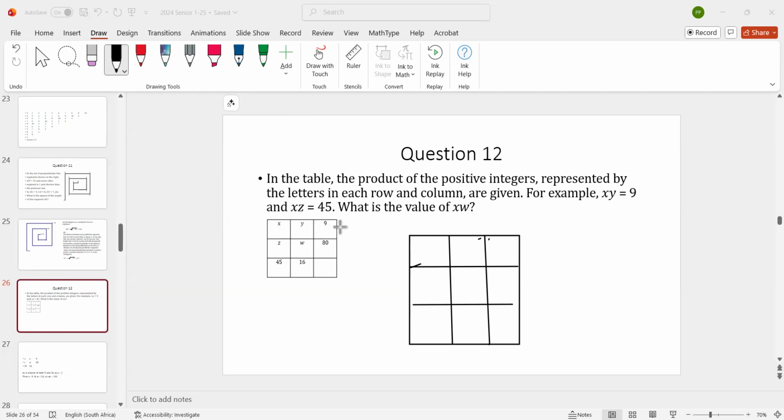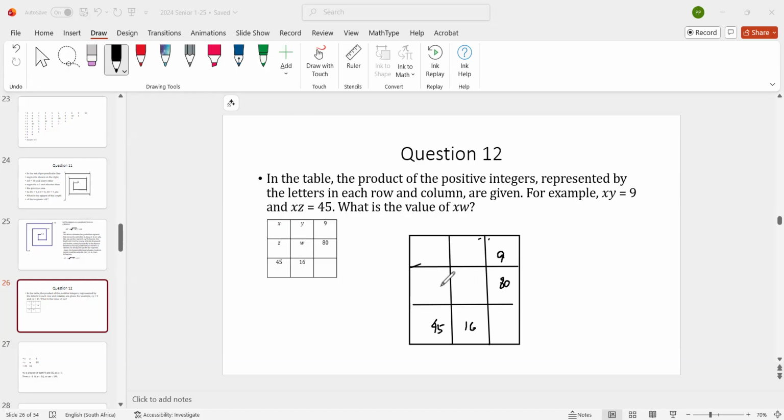So what you've got here is that 9, let me just write down the 9 here, and 80, and here you get 45 and 16. So you got a factorization of 16 along the vertical. This is a factorization of 45. And here you got a factorization of 9. Here you got a factorization of 80. All right. So you want to know what is XW. So you have to fill in these blanks.